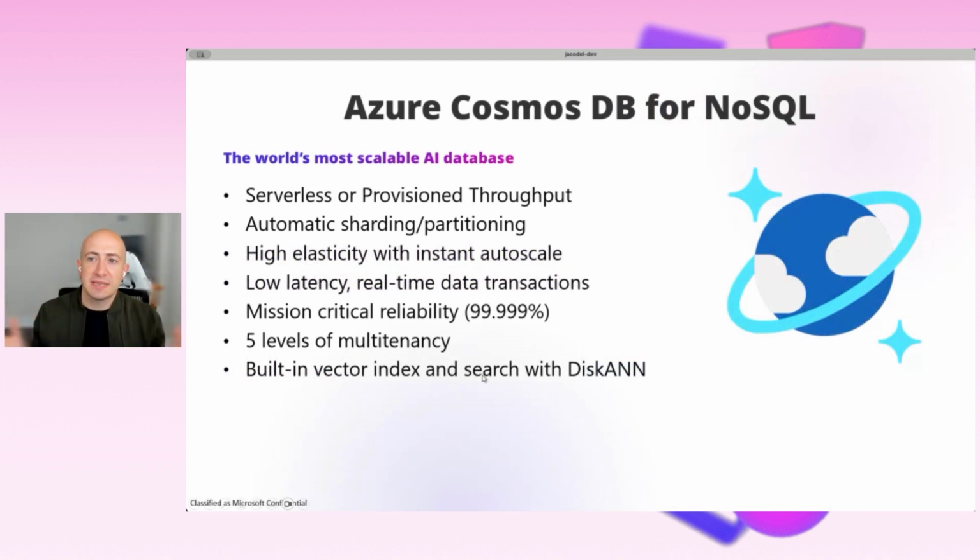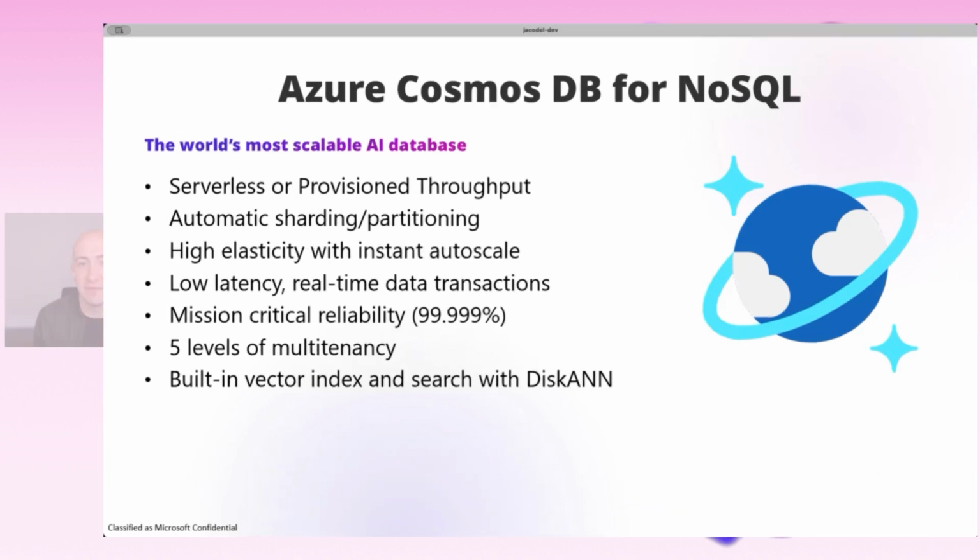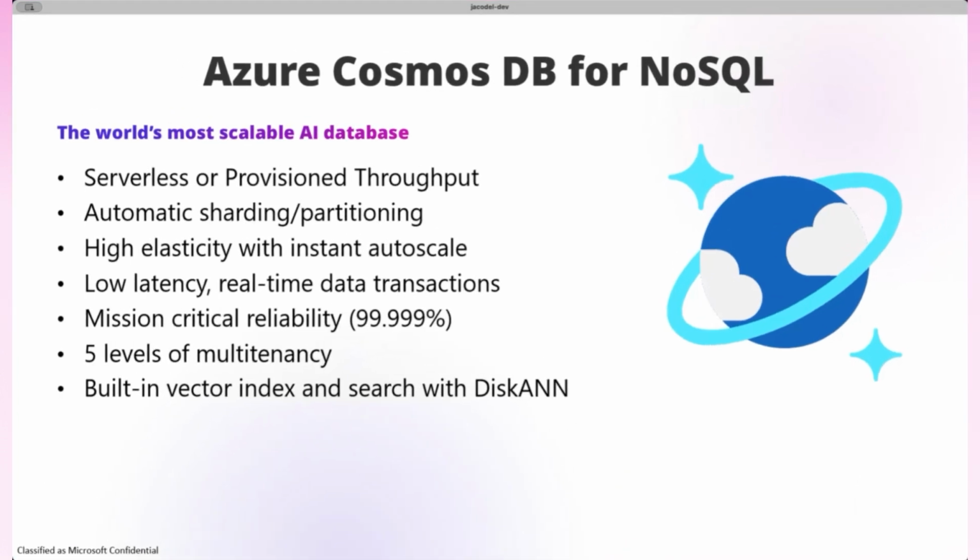So we all know that Azure Cosmos DB is the world's most scalable AI database, right? We have a serverless model that allows you to start really cost effectively, but we also have a provisioned throughput model that allows you to take advantage of things like our autoscale capability. Cosmos DB features automatic sharding and partitioning of your data, so you don't have to worry about if your data scales to very large sizes. We take care of that sharding for you automatically.